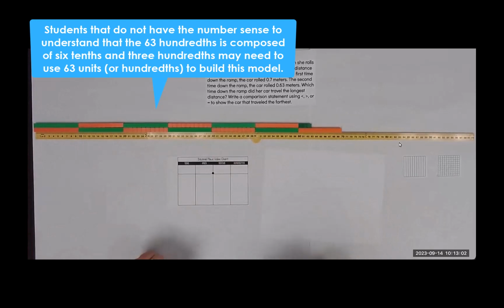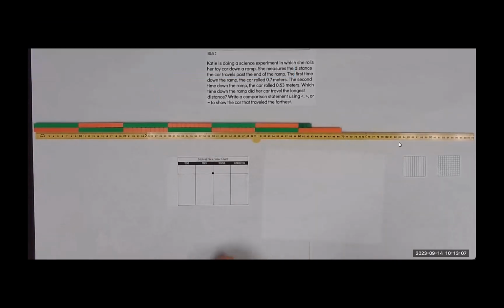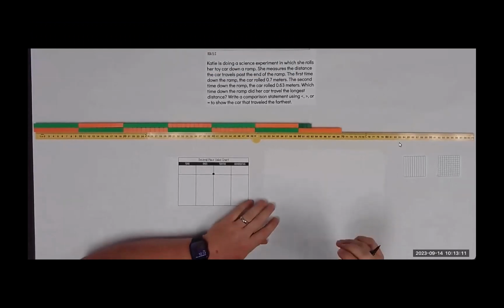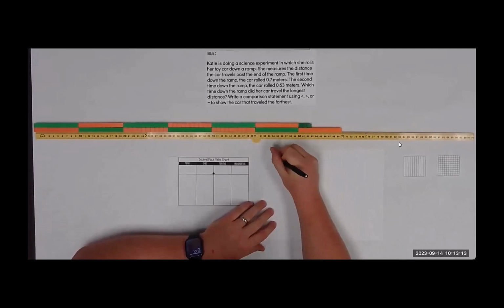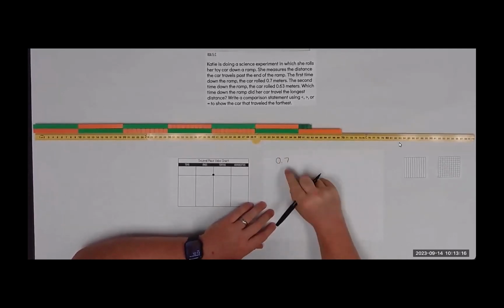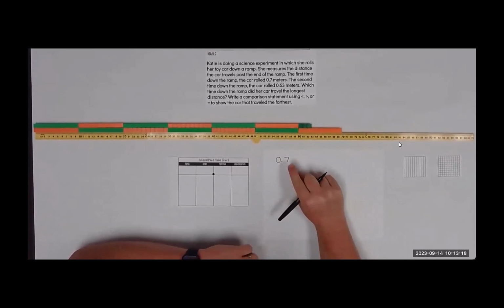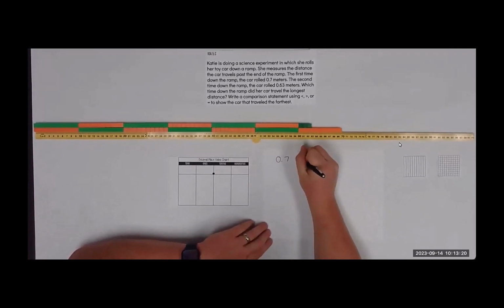So we can look at our model and see that 63 hundredths is less than 7 tenths. So when I write my comparison statement, I can say that 7 tenths is greater than 63 hundredths of a meter.